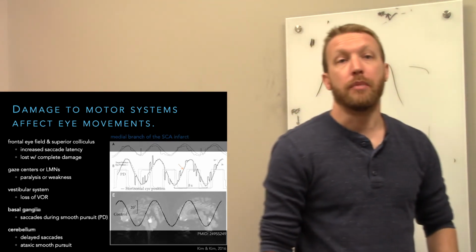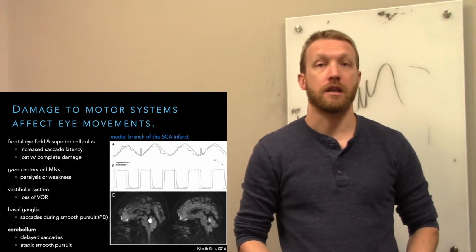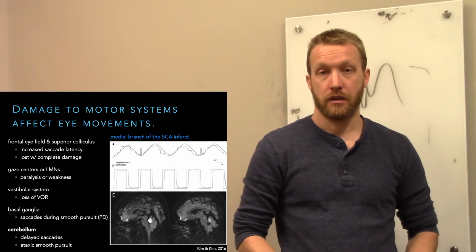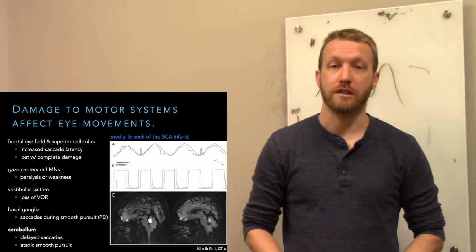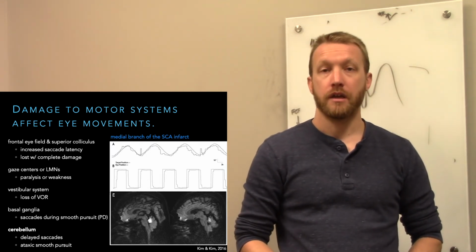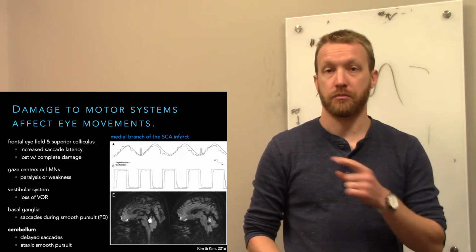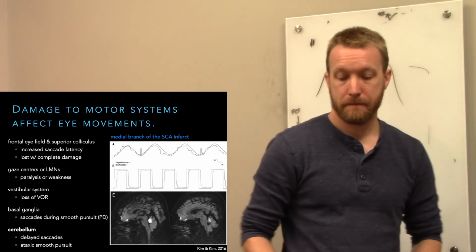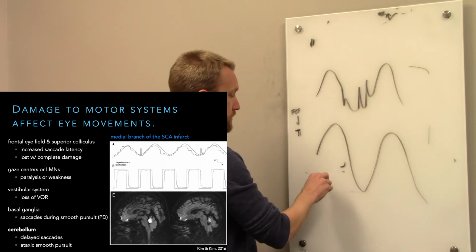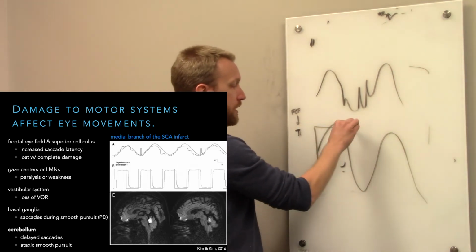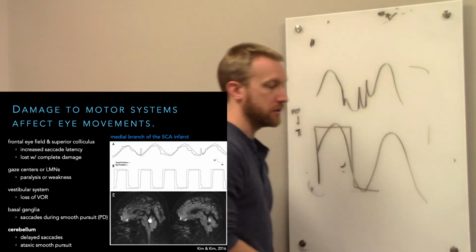Damage in the cerebellum affects both saccades and smooth pursuit. Again, we want to think about dysmetria and dysrhythmia: wrong distance, wrong timing. Saccades are slow. Look in part B there. Saccades, we're not getting these nice sine waves, we're getting square waves. We should have fast ballistic movements.